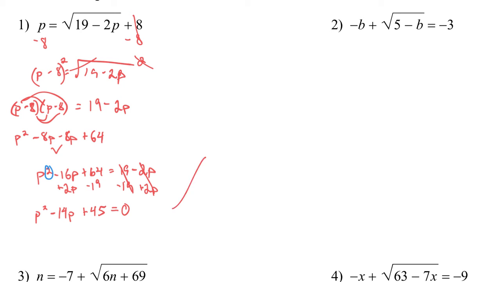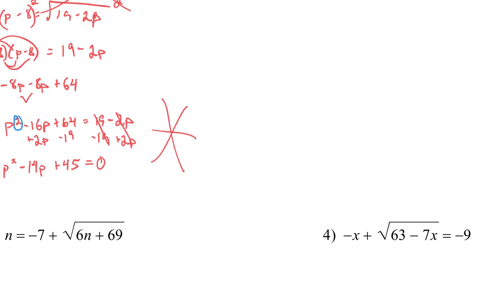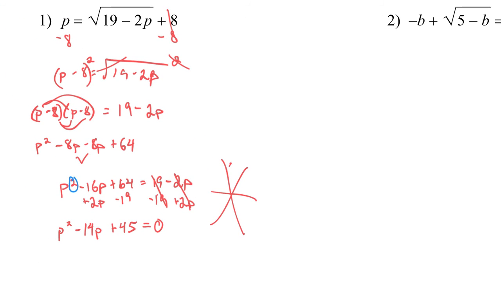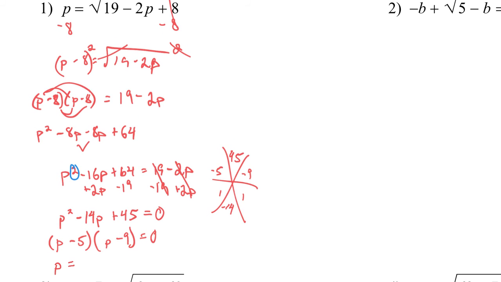So we need to do the star. We've got a times c, so 1 times 45, so just 45 on the top, and then negative 14 on the bottom, 1's on the sides. So it multiplies to get 45 and adds to get 14. So that's going to be 5 and 9. Right? And then both of them are going to be negatives. And then we got p minus 5 and p minus 9, and set them both equal to 0. P is going to be 5 or positive 9.